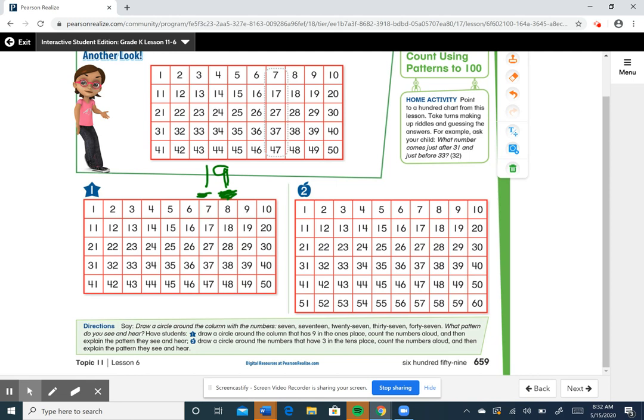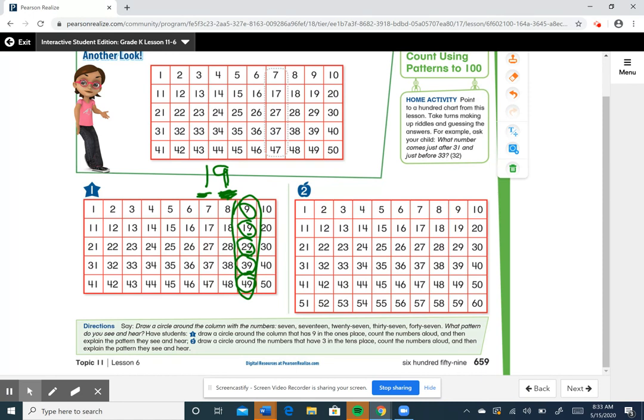Good, and we need to find all the 9's. So here's a 9. Is this in the ones place? Yes. Is this in the ones place? Yes. Is this? Yep. And yes. Okay. And remember, this whole row going down is called a column. Excellent.